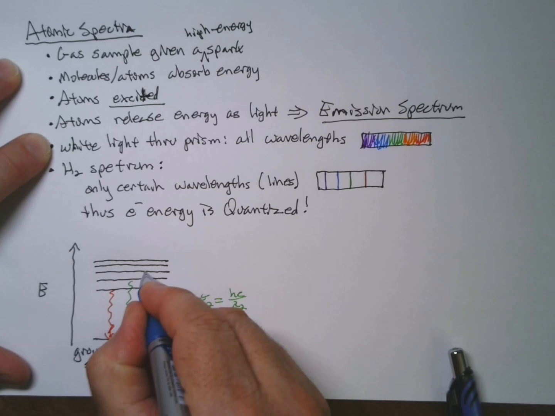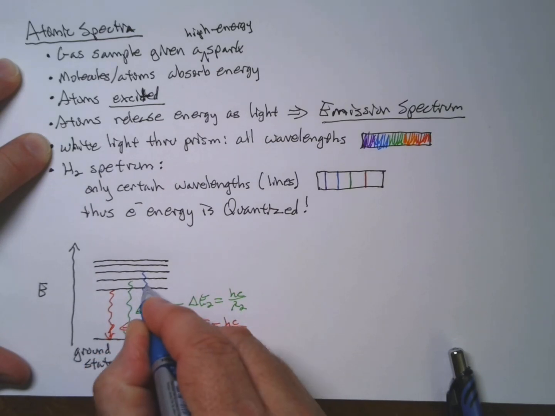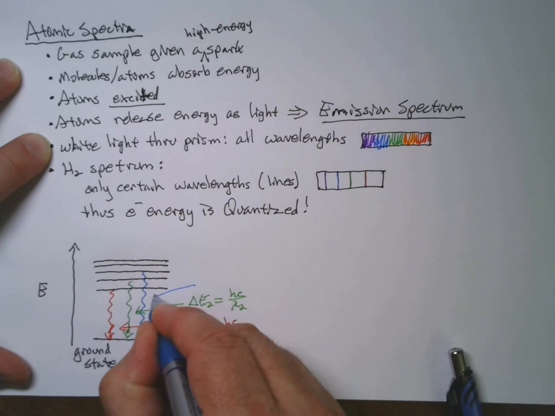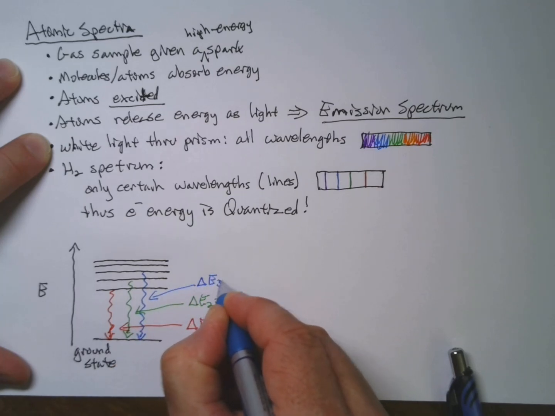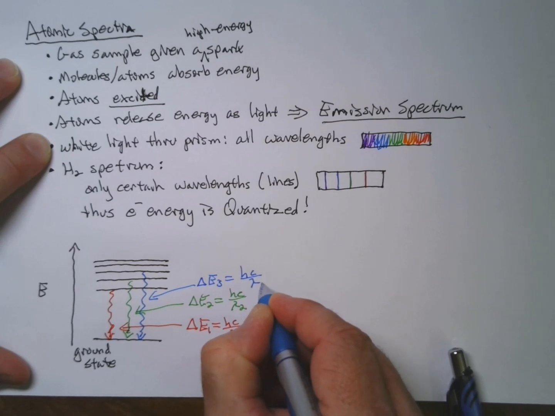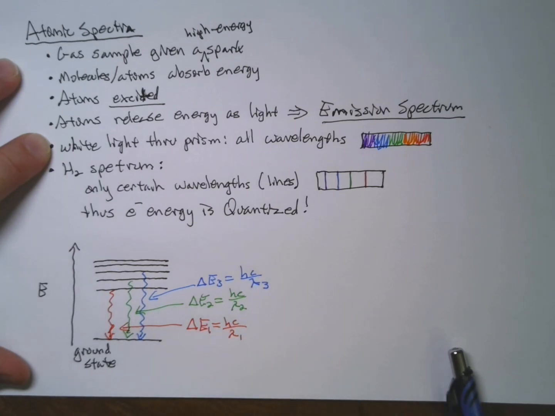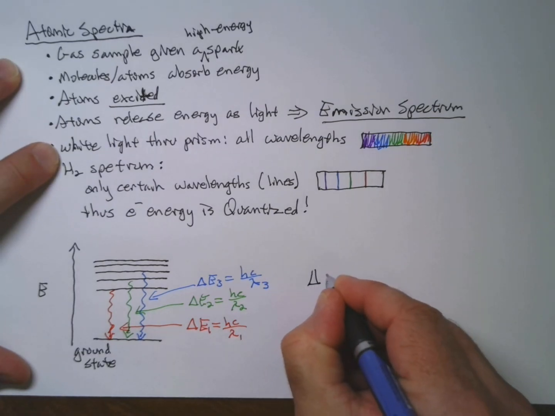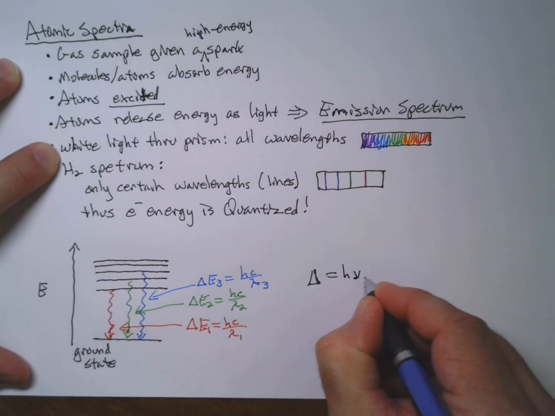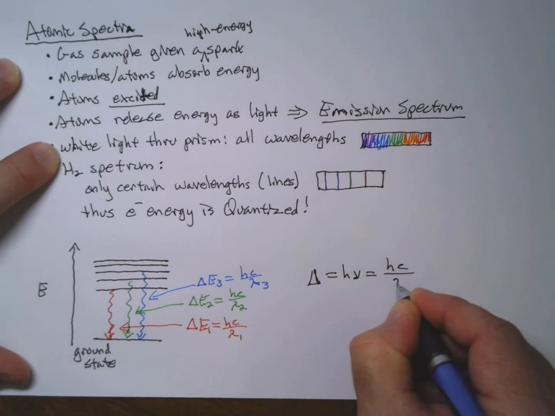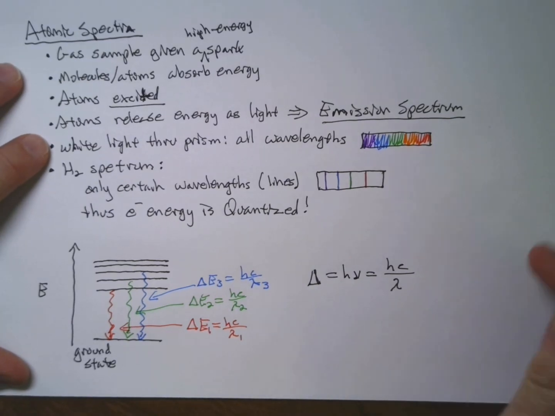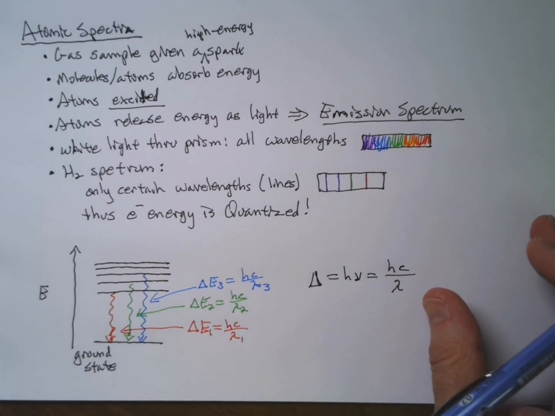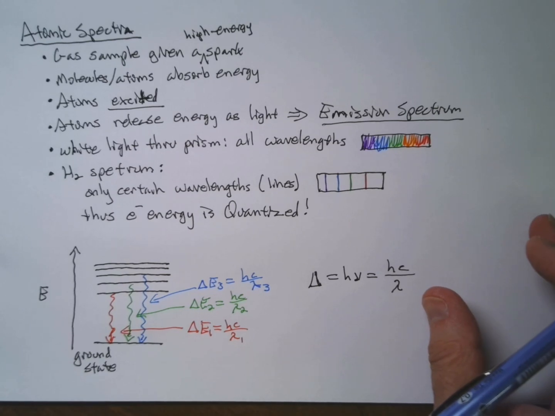And so the larger the gap here, the higher the energy of light that is emitted. And so delta E here, of course, equals h nu, which equals hc over lambda. Now, the reason why we convert it to wavelengths is that it's a little bit more convenient, I would say, to talk about wavelengths of light than frequency in the visible region.